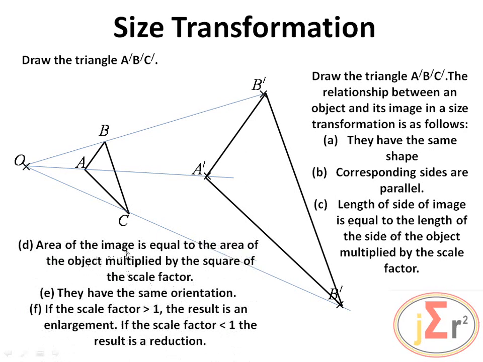The area of the image is equal to the area of the object multiplied by the square of the scale factor. When we are finding the area of the image, we multiply the area of the object by the square of the scale factor. And E, they have the same orientation. And F, if the scale factor is greater than 1, the result is an enlargement. If the scale factor is less than 1, the result is a reduction. And we are going to be looking at a reduction on the next slide.